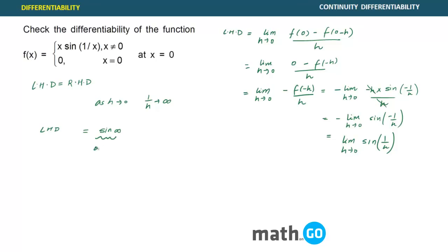And we know that this is an oscillatory function. Why do we call this an oscillatory function? Because we are not sure of what value it will take. We only know that this value lies somewhere between minus 1 and 1. So that means LHD is not finite here. And since LHD is not finite, the question is over. It is not differentiable. I cannot say that this function is differentiable at x equal to 0, because for this to happen, what should be the case? Yes, the answers should be finite values of LHD and RHD.